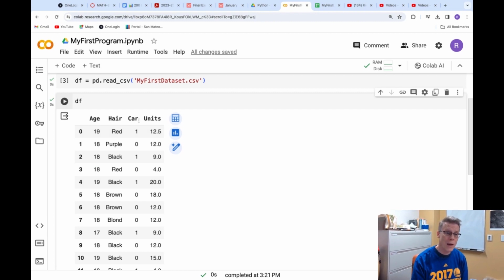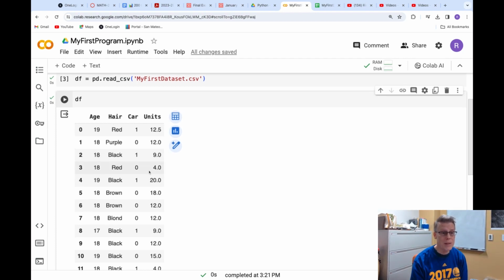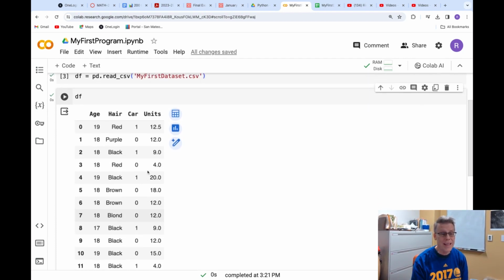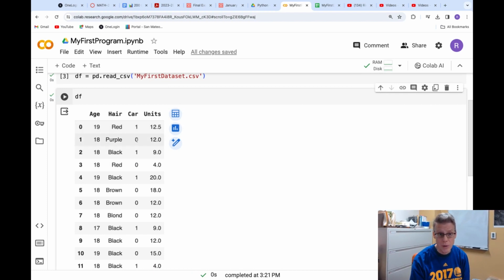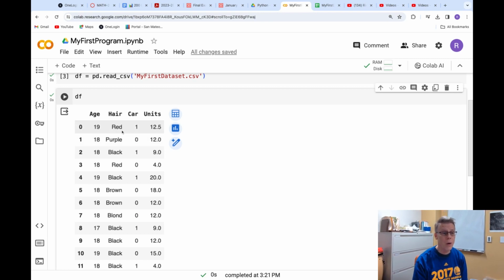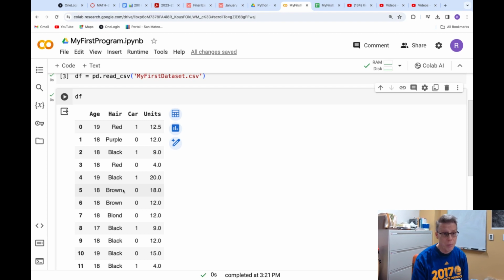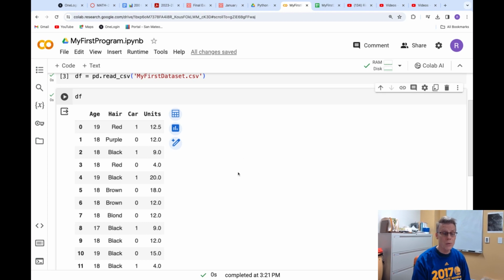So categorical variables break up a data set into categories. So in the car variable, you've got 2 categories: the people who drive a car and the people who don't. And in the hair variable, there's quite a few categories for the different hair colors. So the folks that have red hair, the folks that have purple hair, the folks that have black hair, folks that have brown hair, the folks that have blonde hair, etc. So that's a little bit about that.